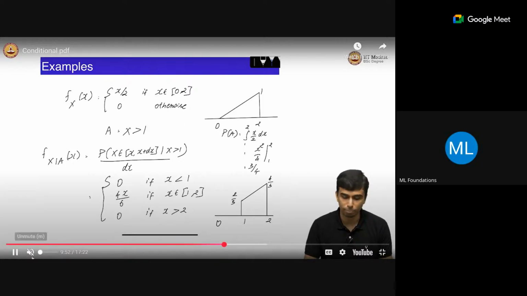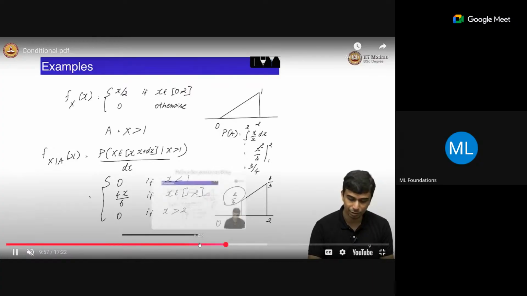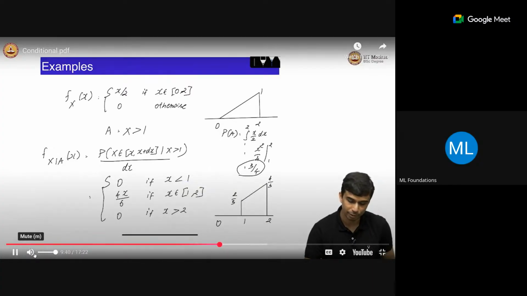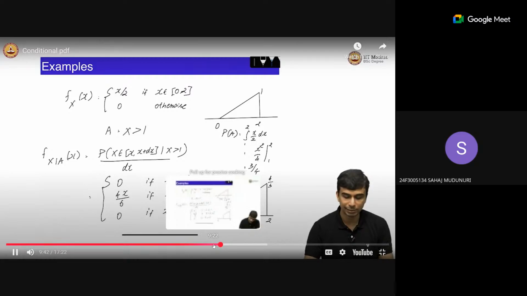I don't think it is a conditional density, right? It's something else. Sir, it's a conditional density only, sir.